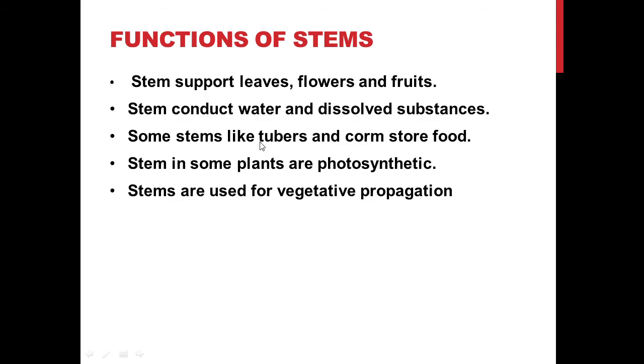Some stems help in storage of food such as tubers and corms, and in some plants the stem becomes photosynthetic and helps in synthesis of food, and some stems are used for vegetative propagation also, and from these identical plants can develop and new clones can be developed that are much like the parent plant. So vegetative propagation can be done with the help of stem parts. So this was all about the morphological characters of the stem.